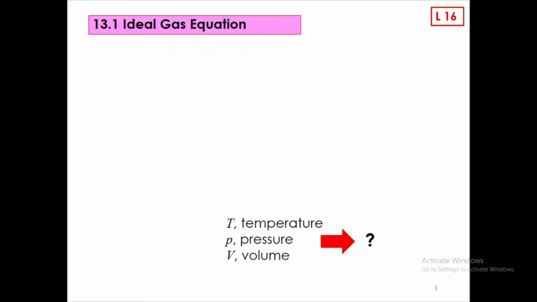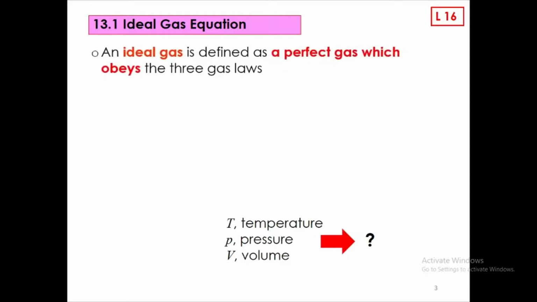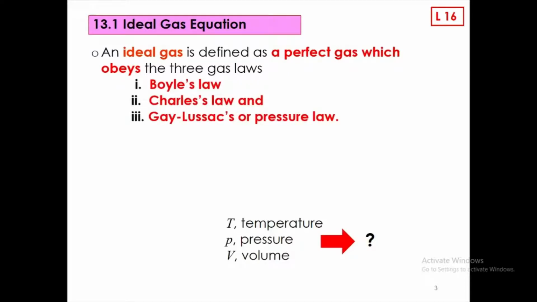So for 13.1, the ideal gas equation, what is meant by an ideal gas is a perfect gas which obeys the three gas laws. So what are the three gas laws? The first is Boyle's law, the second is Charles' law, and the third one is Gay-Lussac's or pressure law.